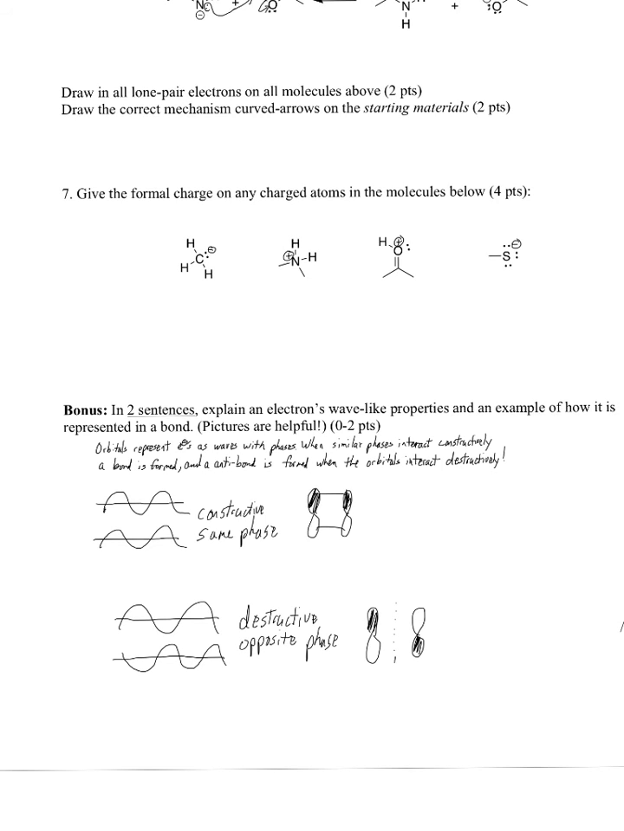Finally, here for the bonus, in 2 sentences explain electrons' wave-like properties and explain how it's represented in a bond. Pictures are helpful. Orbitals represent electrons as waves with phases. When similar waves interact constructively, a bonding orbital forms, and an antibonding orbital forms when the orbitals interact destructively. So think about 2 waves coming together. If they're in phase, the waves get bigger. It's constructive, and that's when the bonding orbitals form. If they are out of phase, they interact destructively. That's why we have the opposite. They do not match up there, for those electrons as waves.